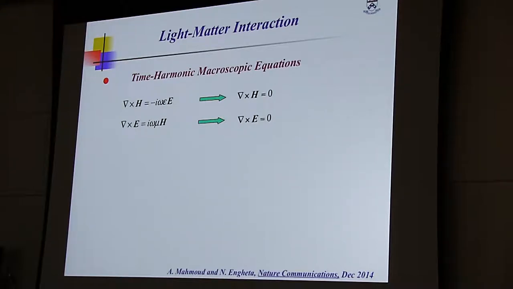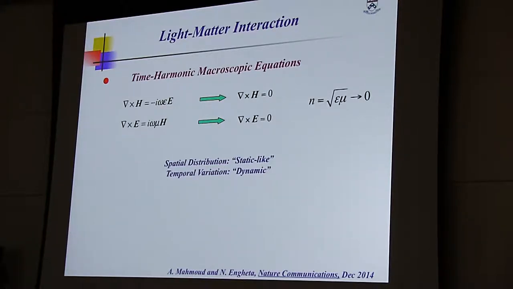Now, what's the implication of that? Well, from the distribution point of view, it's actually quite an oxymoron structure. In other words, from the temporal point of view, it's dynamic, because the fields are varying with time. But from the spatial distribution point of view, it would be just like a static distribution. Now, why is that? Because the index of refraction is near zero. It means at the frequency of operation, your effective wavelength is very long. So every structure looks small.